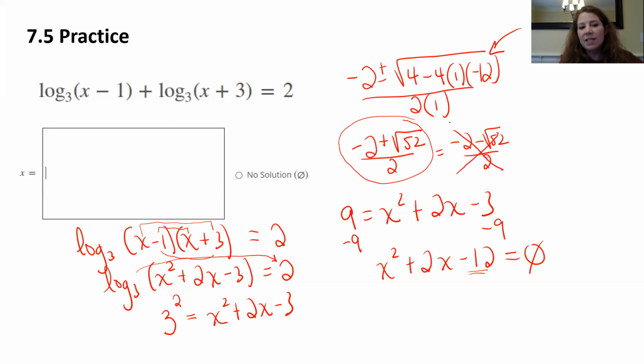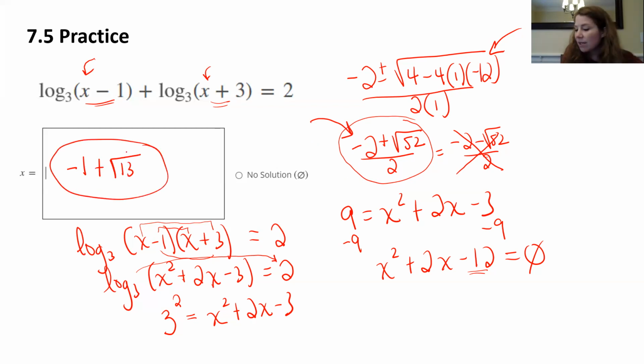So you cannot have the log of a negative number, because if I plug in this negative number for x, it's going to give me a negative sum up here. So you're not allowed to have the log of a negative number. So we have to eliminate the second answer. So this is the first number. Now this does simplify. If you put this in your calculator, it simplifies to negative 1 plus the square root of 13. So just plug that right in your calculator, and that is the final answer.